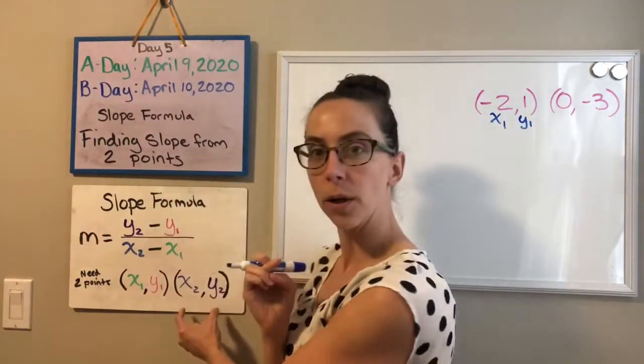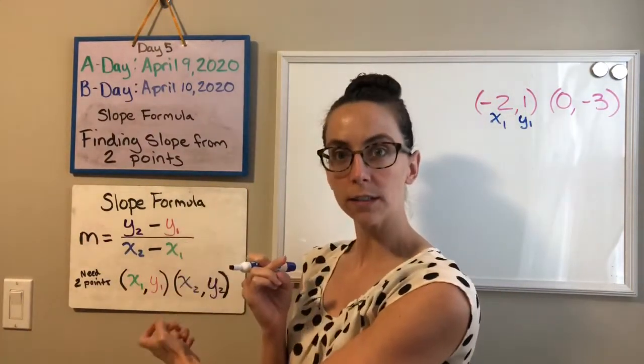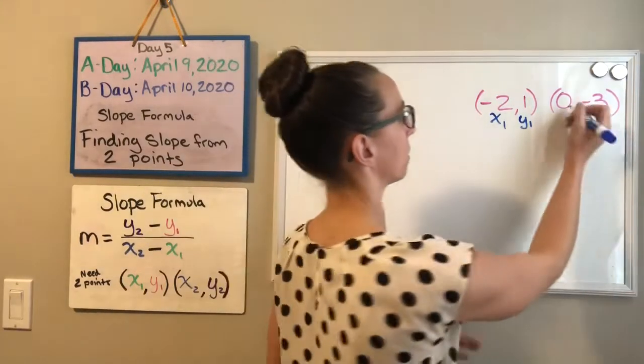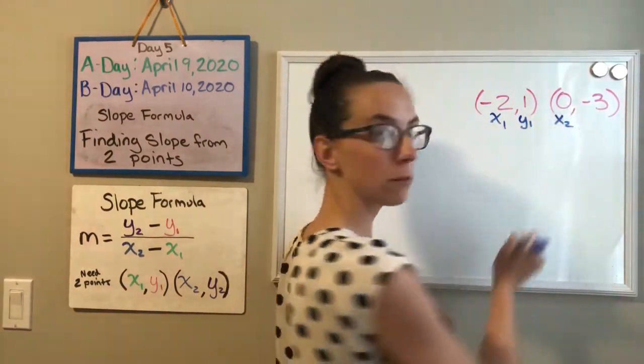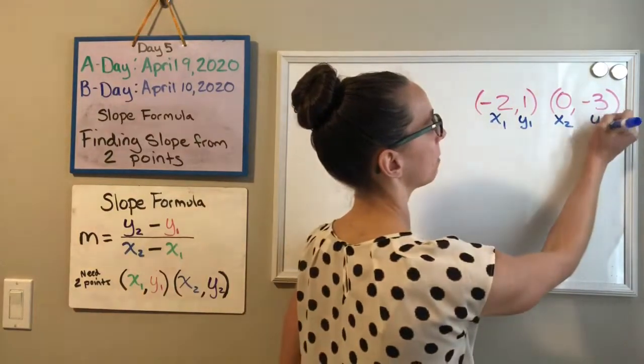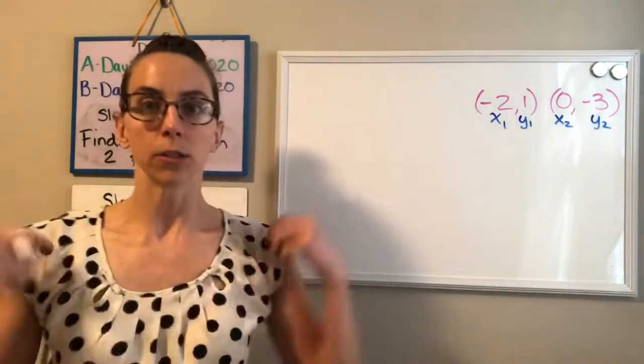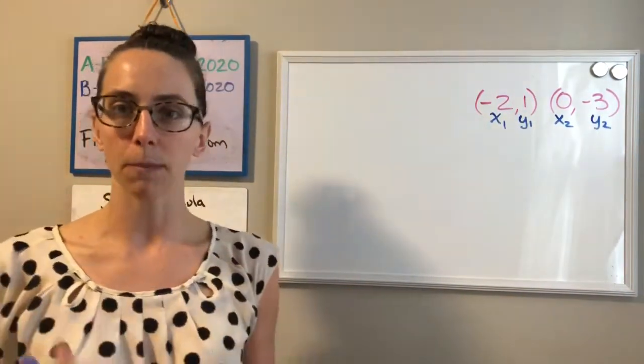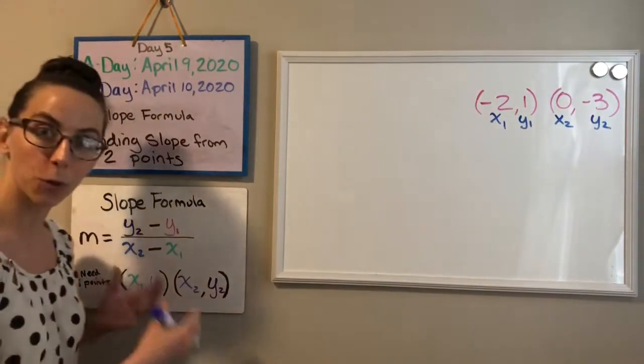The second point is made up of my new x and my new y. So 0 is going to be my x2 value. -3 will be my y2 value. So I've marked out which number represents what point or which coordinate here.